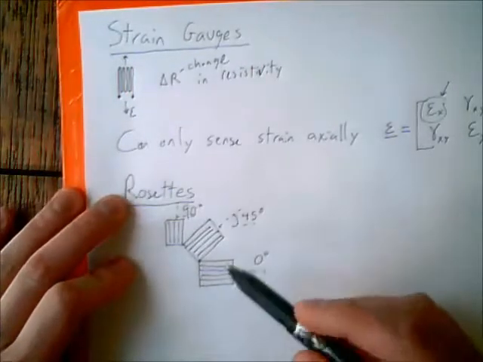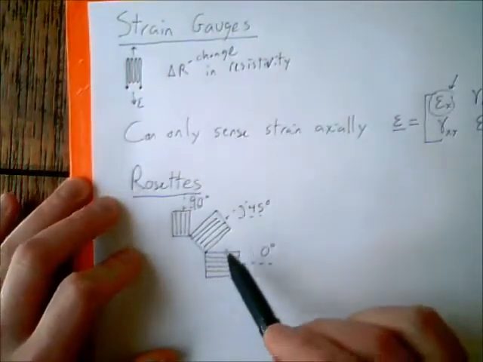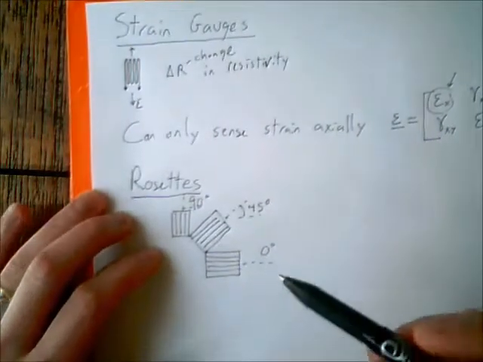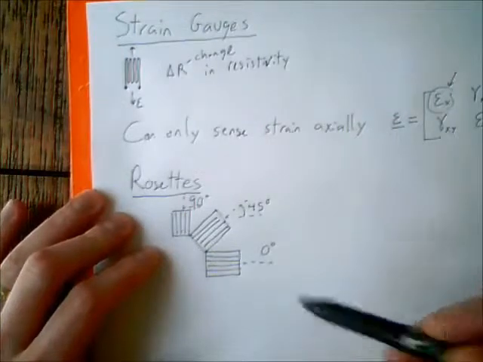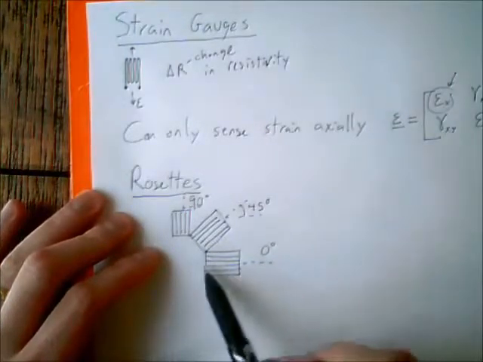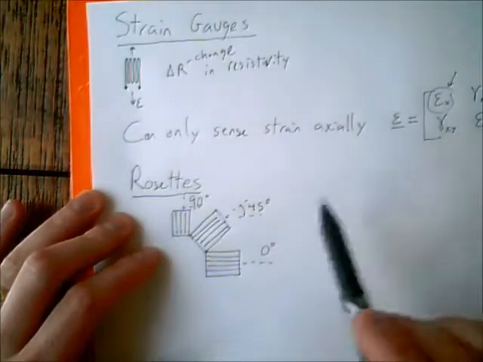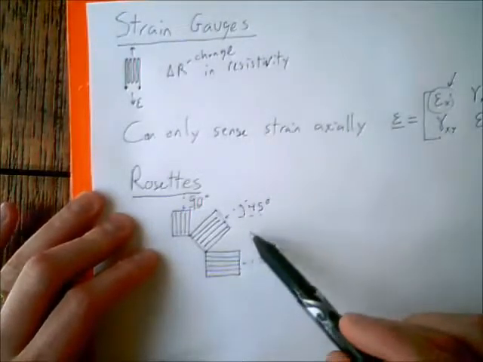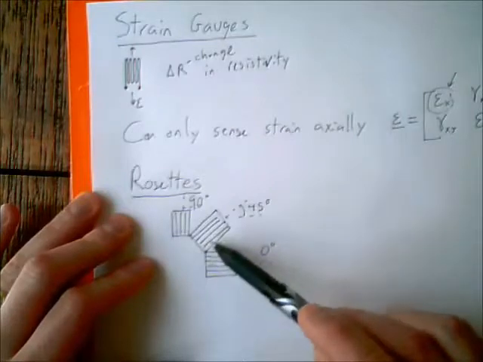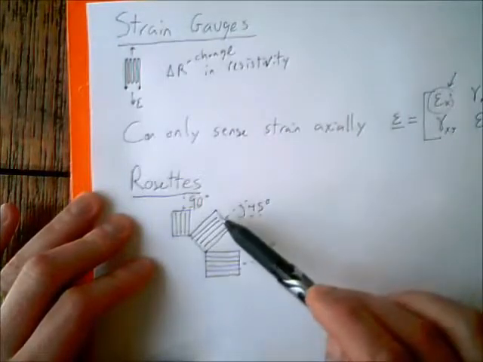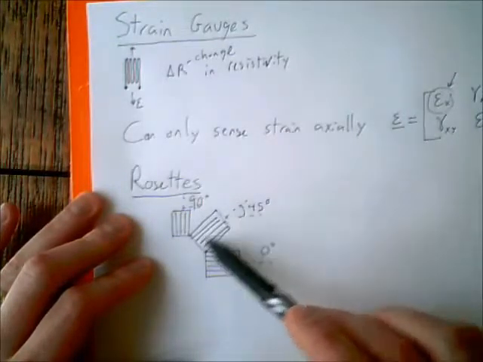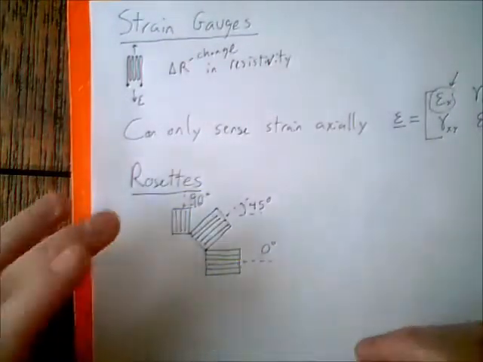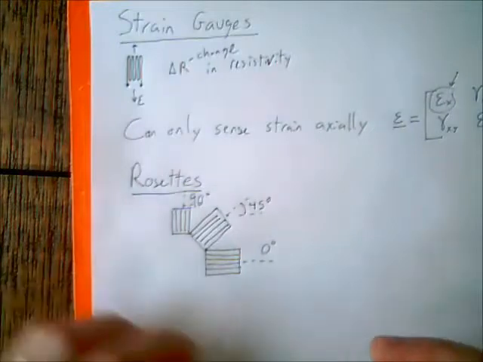So what we're doing when we place these strain gauges out here is we'll be doing strain transformations. So remember, this is only getting us the axial component, epsilon x, in the direction of the strain gauge. And so once you get a strain value, you need to transform that strain into the correct orientation to figure out what the actual 2D strain state is in your material.